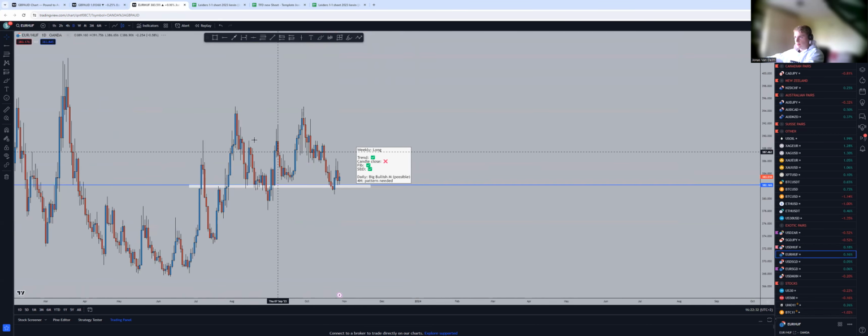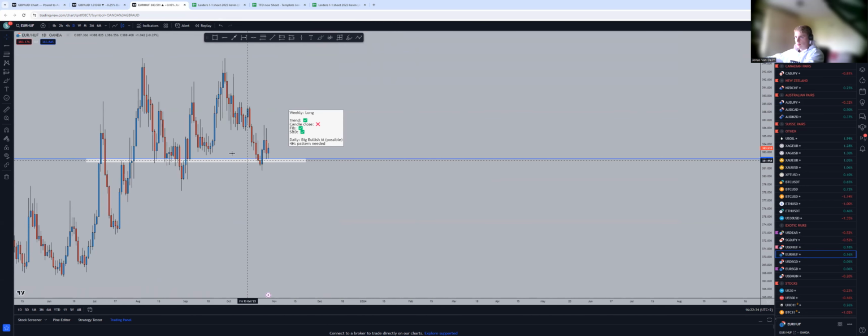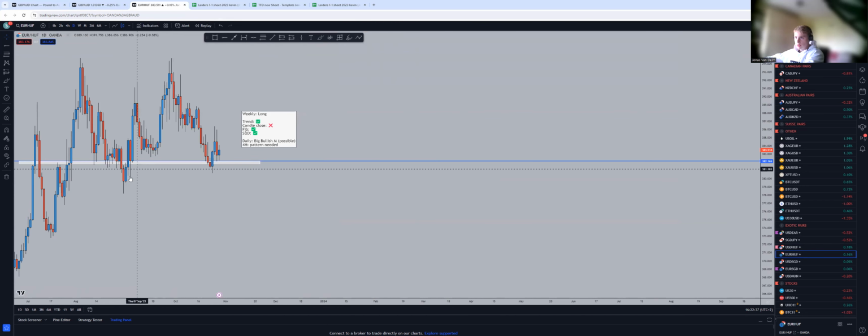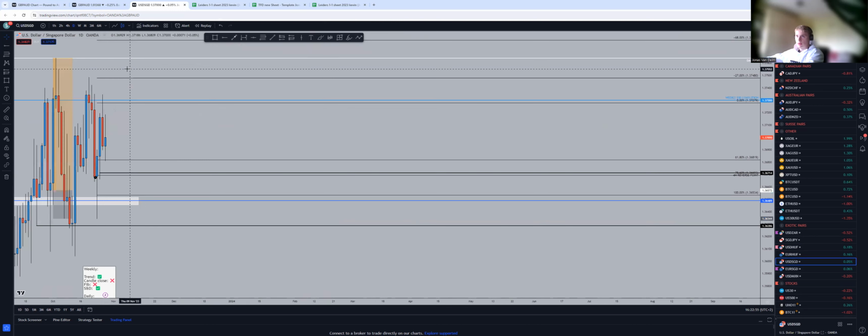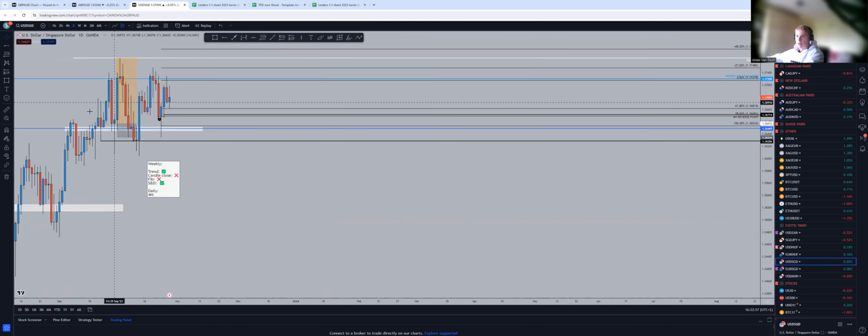EUR/HUF, yeah, nothing really to see now. Bullish M, low, high, impulse. Yeah, this zone was following the price down here for a moment. This selling zone. USD/SGD, yeah, it was not that clear for me. Lows, highs, bullish M.